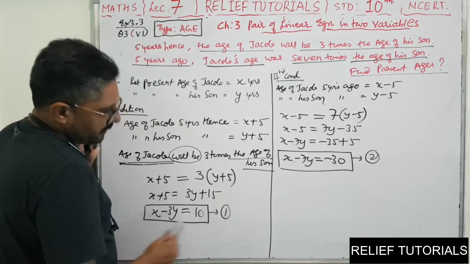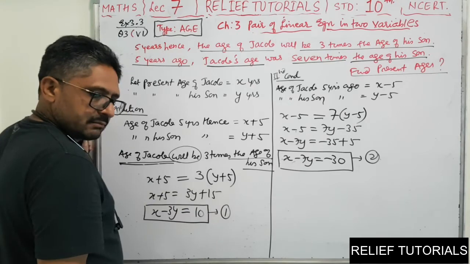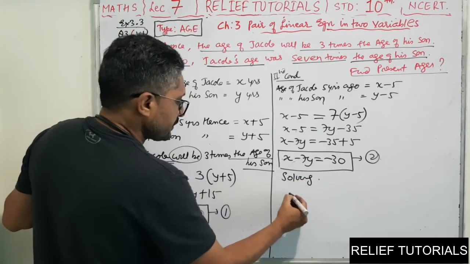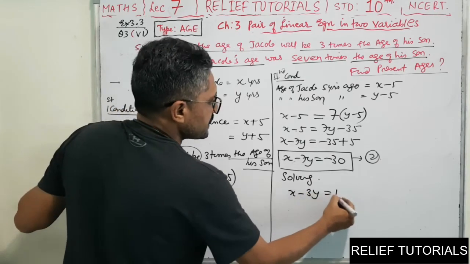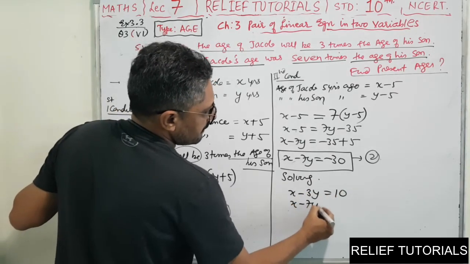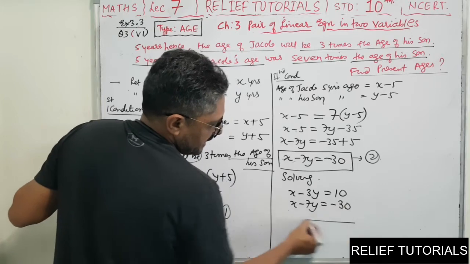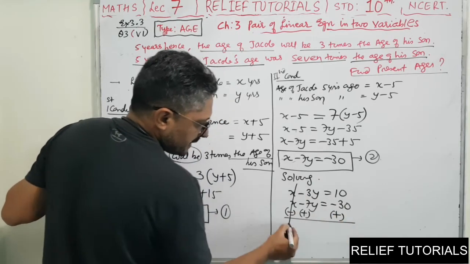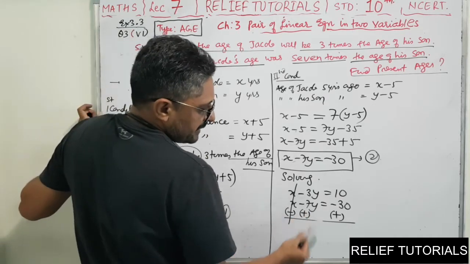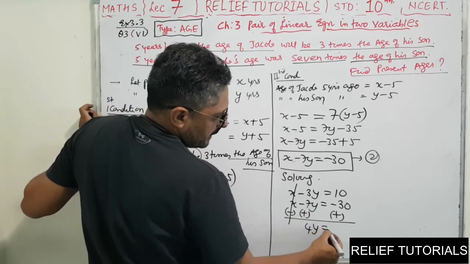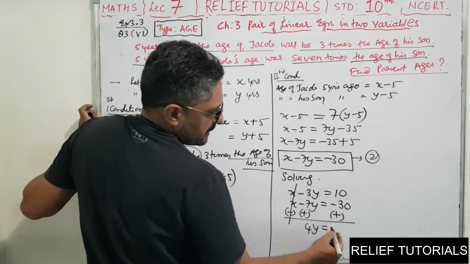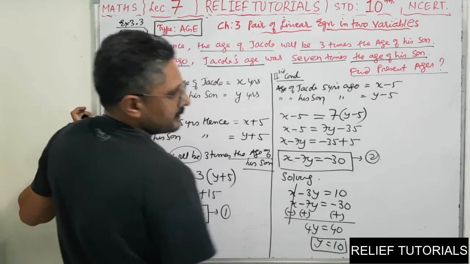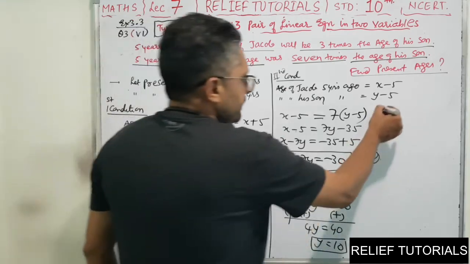See, coefficient of x is 1. Here also coefficient of x is 1. So solving, what you will write? X minus 3y is equals to 10. X minus 7y equal to minus 30. Change the sign. Here minus, here plus, here plus. This will get cancelled. 7y minus 3y, so you will get 4y equal to 30 plus 10. So you will get 40. So y is equals to 10. So we got y equal to 10.